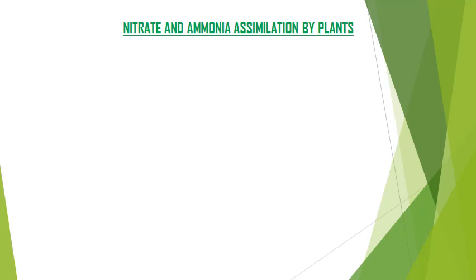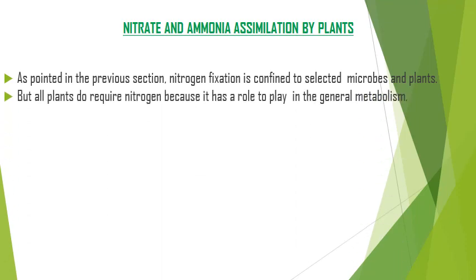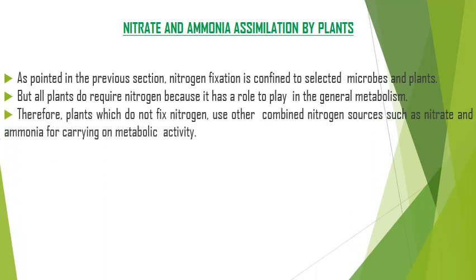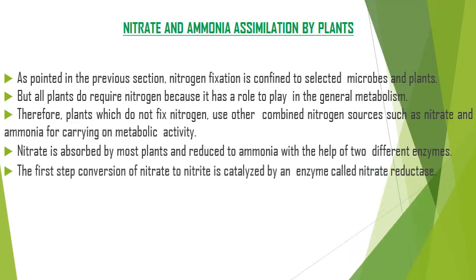Nitrate and ammonia assimilation by plants. As pointed out in the previous section, nitrogen fixation is confined to selected microbes and plants, but all plants do require nitrogen because it has a role to play in general metabolism. So plants which do not fix nitrogen use other combined nitrogenous sources such as nitrate and ammonia for carrying on metabolic activity. Nitrate is absorbed by most plants and reduced to ammonia with the help of two different enzymes.